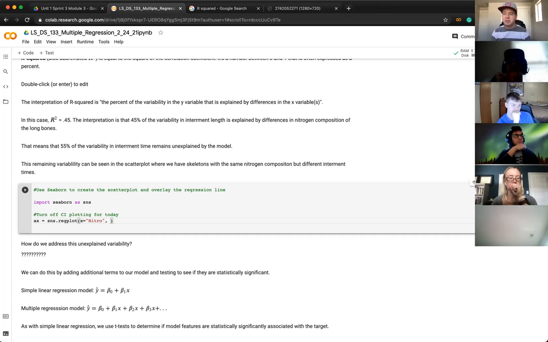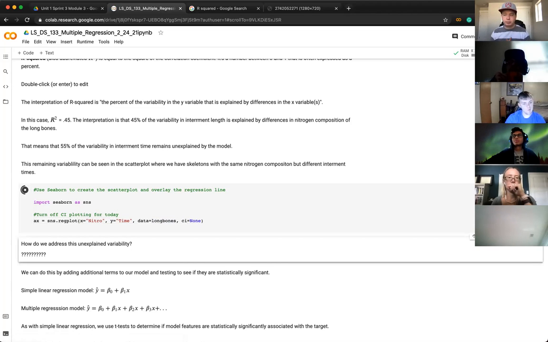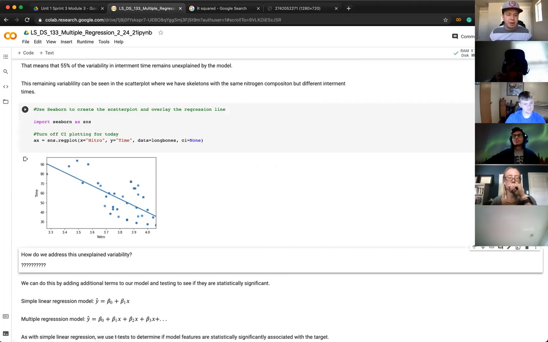Now, as we add more X variables, it'll become more and more challenging to plot these regression lines, okay? Which is part of the reason why we introduced this topic to you with just one Y variable and one X variable, because we can actually graph it and see it and learn about it. But as we add more X variables, the graphing does become more and more challenging. Okay, so here is our graph.